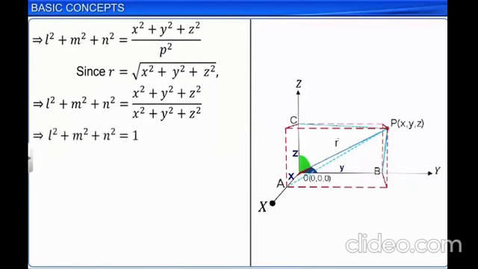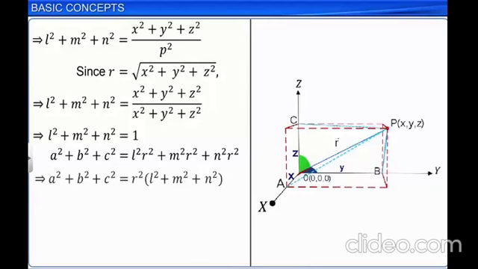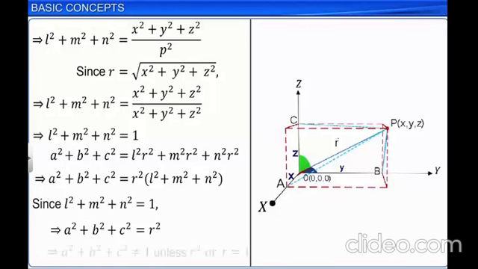Now, let us see if a similar relationship exists between the direction ratios of vector r. On simplifying the previous equation, we get that the sum of the squares of the direction ratios of a vector is equal to the square of its magnitude. This also implies that the sum of the squares of the direction ratios of a vector is not equal to 1 unless the magnitude of the vector is equal to 1.